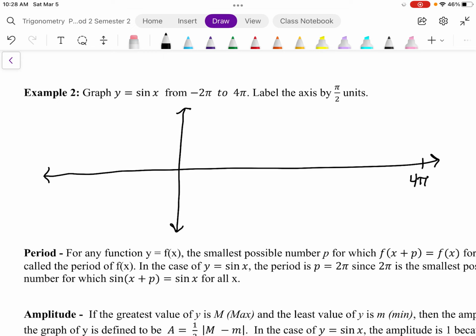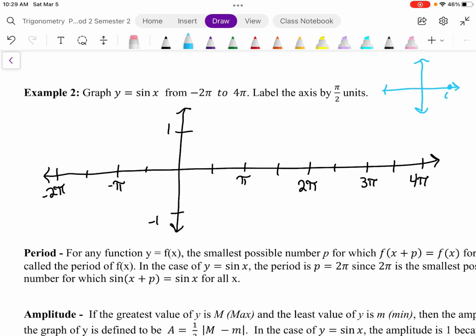So this one we're going all the way up to 4 pi, cut that in half, cut that in half again, and cut those in half. Okay, so we've labeled our x-axis, and then our y-axis, again, we're going to go from -1 to +1. And when we graph this, we're going to use those 4 points on our unit circle to help us. So we have the coordinate points 1, 0, 0, 1, -1, 0, and 0, -1.